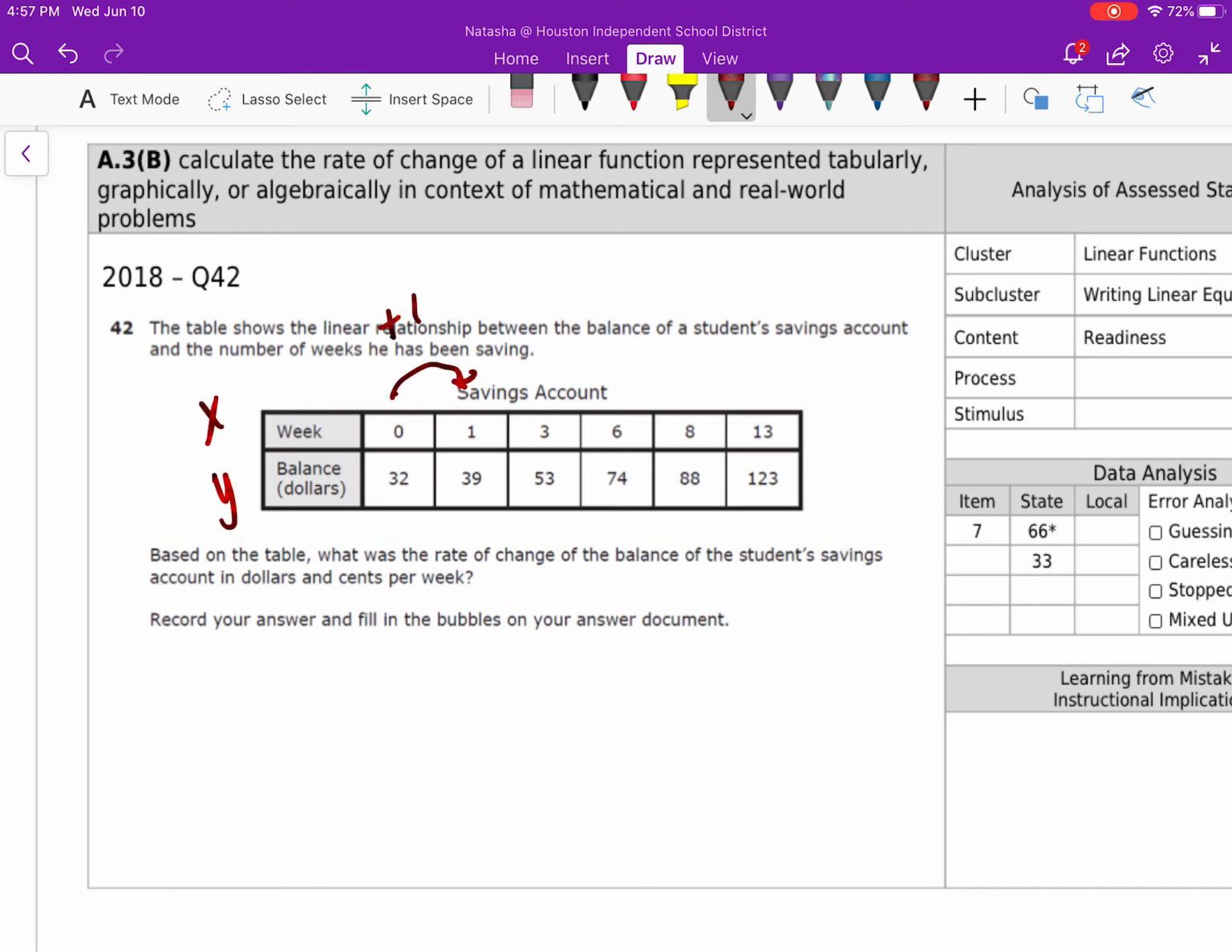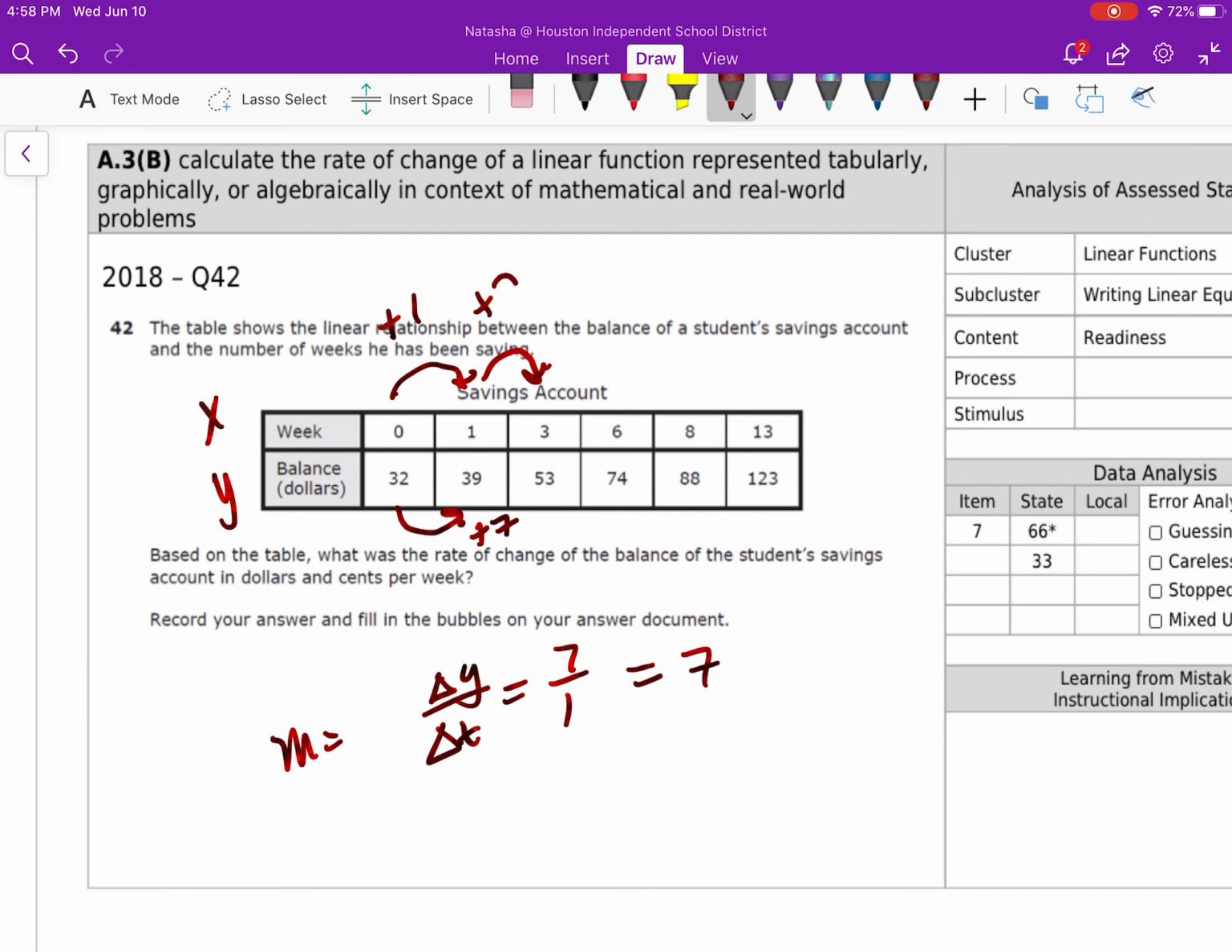When I go from 0 to 1, I'm adding 1. When I go from 32 to 39, I'm adding 7. So 32 plus 7 will give me 39. Remember, be careful: change in y over the change in x, so that's going to give me 7 over 1, which gives a rate of change, a slope, of 7.